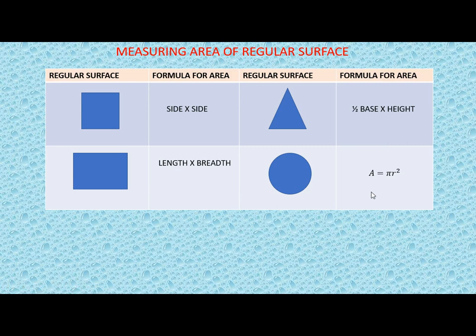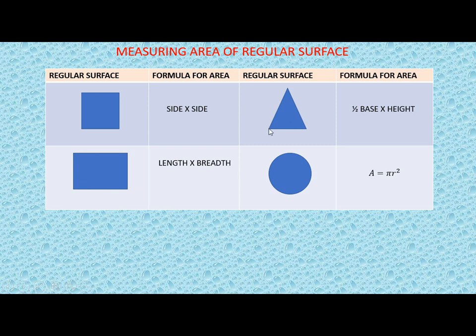Now our next topic is measuring the area of a regular surface. Here we have some regular surfaces, and we should know the formula for finding the area of each. Here we have a square. All of you know the formula to find the area of a square: side into side. Then we have a rectangle. The formula to find its area is length into breadth. This is the length, and this side is the breadth.